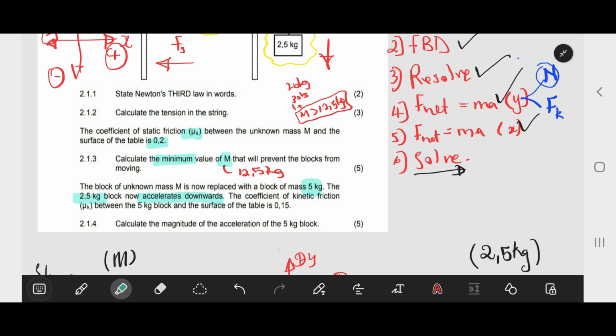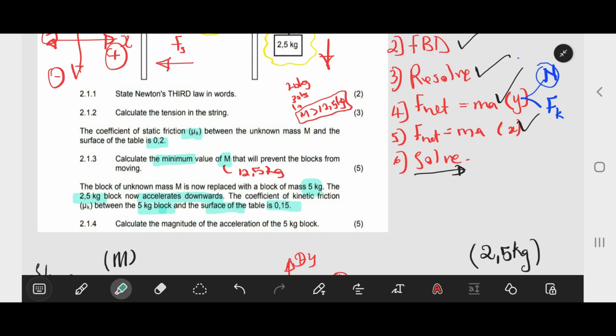Now we see that they accelerate because the mass of the block on the surface or on the table is less than 12.5, which is 5 kg. And then the coefficient of kinetic friction between the 5 kg block and the surface is 0.15. So the question says calculate the magnitude of the acceleration. So now this is a new question.